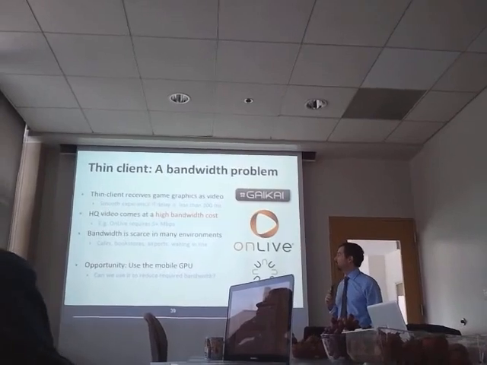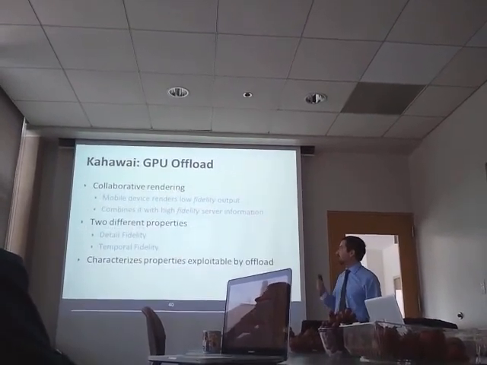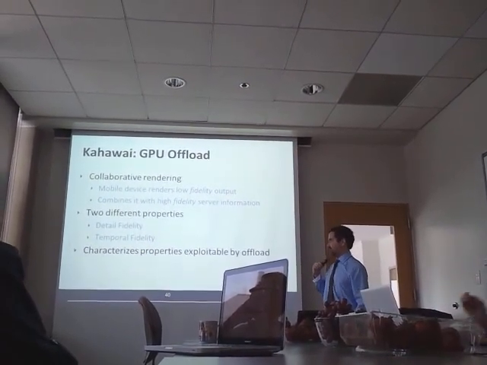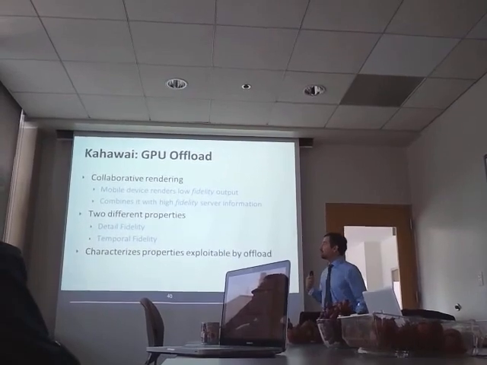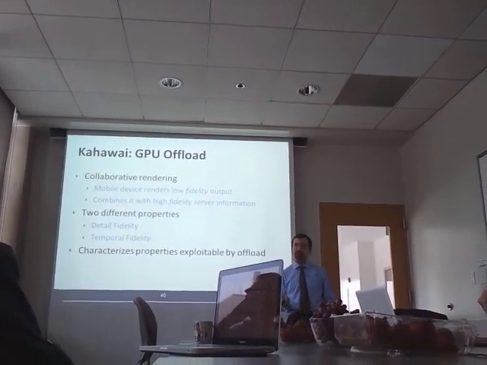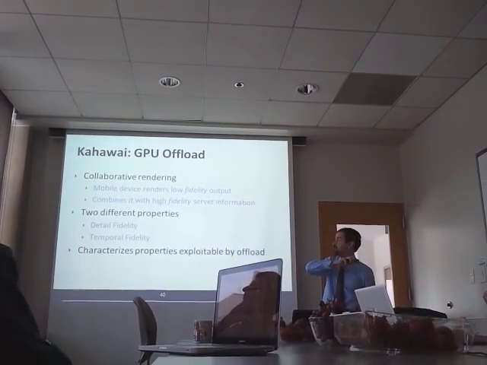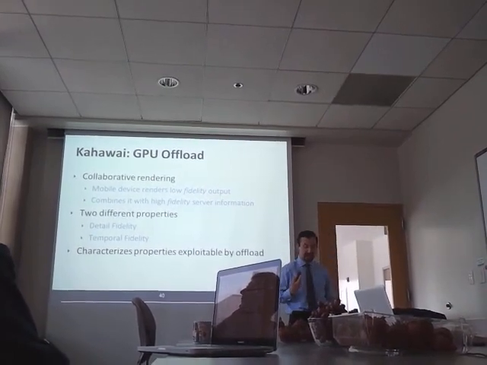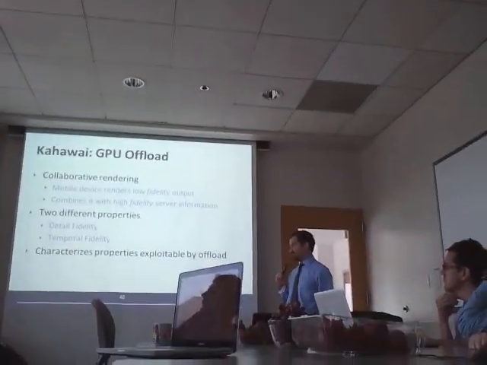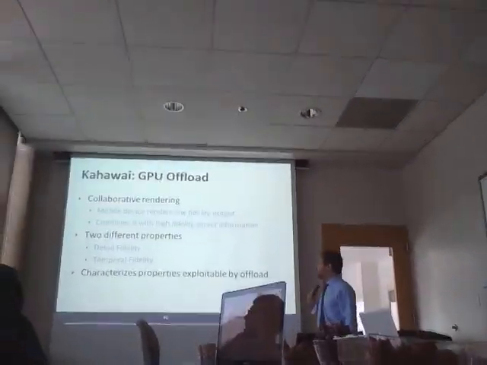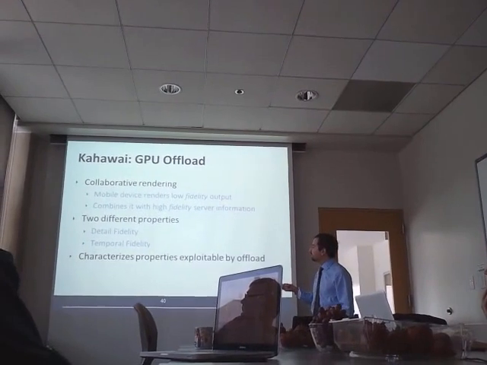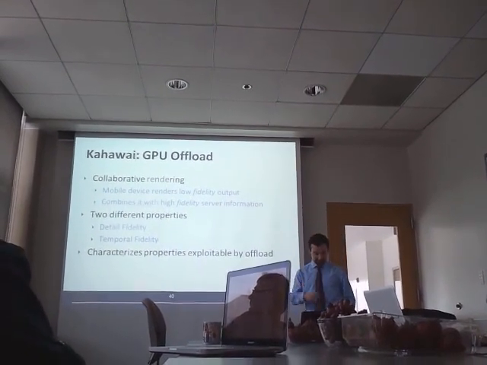We can use the mobile GPU to reduce this bandwidth requirement. The proposition is to use what I define as collaborative rendering. Through collaborative rendering, the mobile device will render a low fidelity output and combine it with high fidelity information from the server to provide a high fidelity output. We're taking advantage of two different properties: detail fidelity and temporal fidelity. I will explain those in more detail in the next slides. This work characterizes these properties that are exploitable by offload.